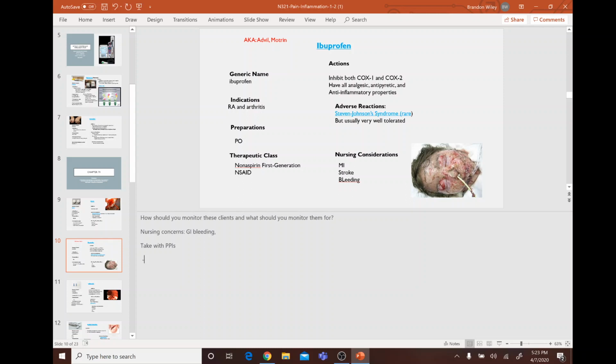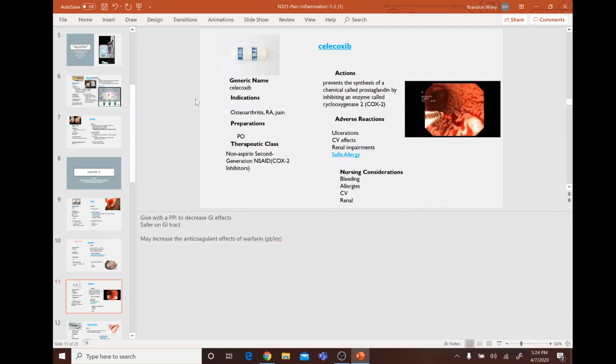Inhibit COX-1 and COX-2, have analgesic, antipyretic, and anti-inflammatory properties. What are the adverse reactions of ibuprofen? Stevens-Johnson syndrome, rare. And what are the nursing considerations of ibuprofen? MI, stroke, or bleeding. And what are you going to take ibuprofen with? PPI, proton pump inhibitor. What is celecoxib used for?